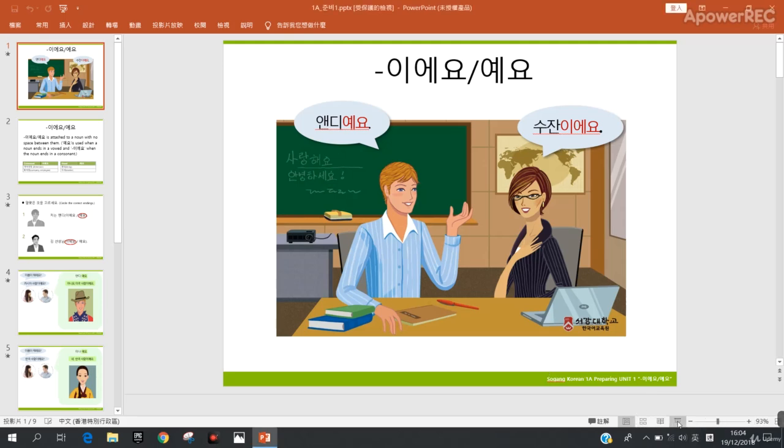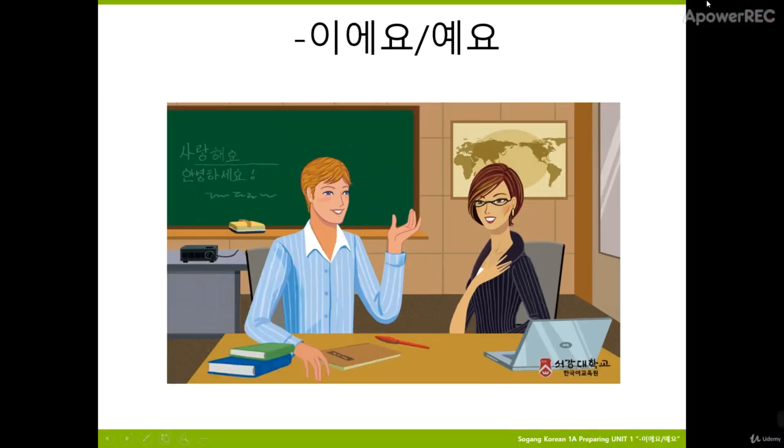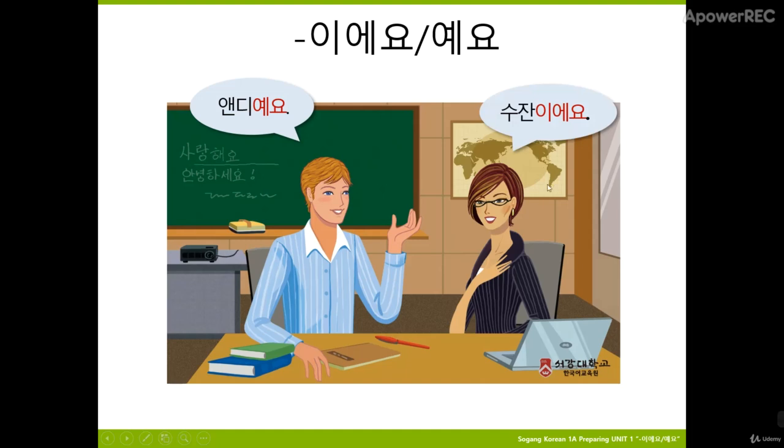So here we have the first lesson, 이에요 and then 예요. This is the word for "be", "is" or "am", but in Korean, no matter what the subject is, we still use this. We don't have separate forms. So like these two people, they're talking about Andy예요 is his name, Andy. I am Andy. And this one, 수잔이에요. So her name is Susan, so she used 이에요.